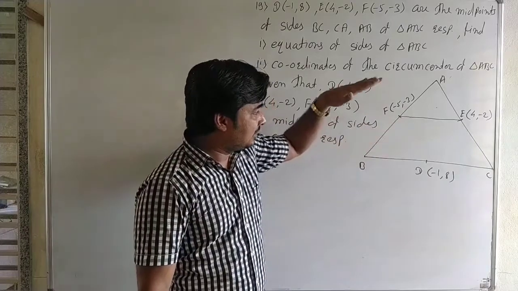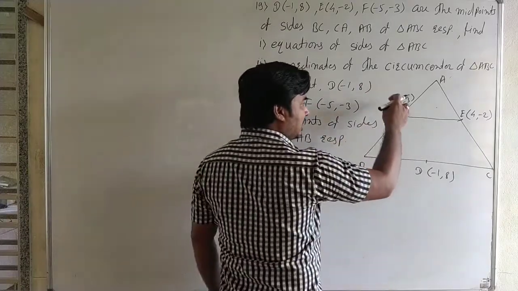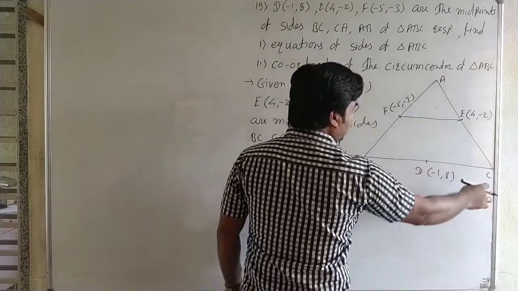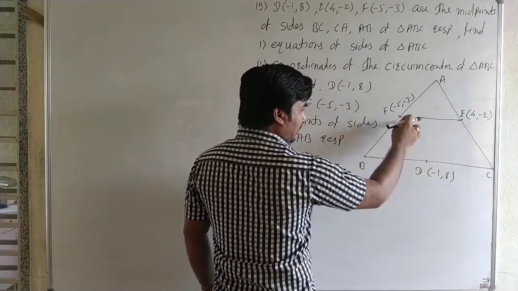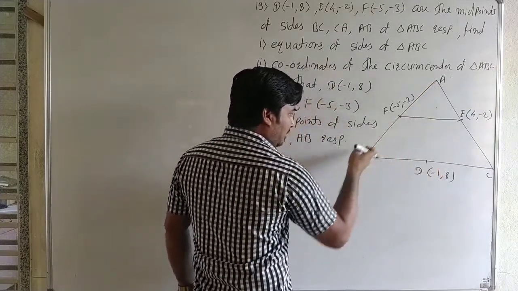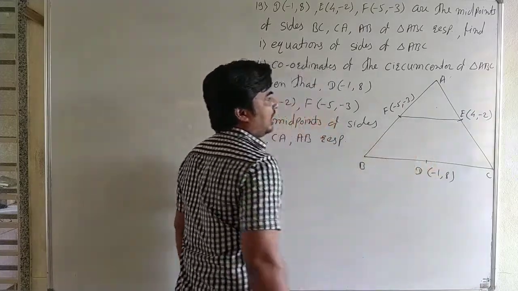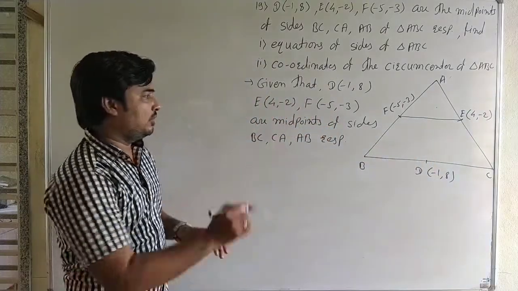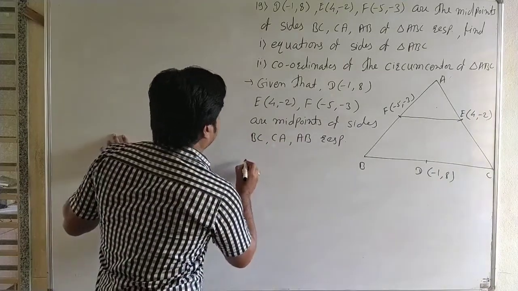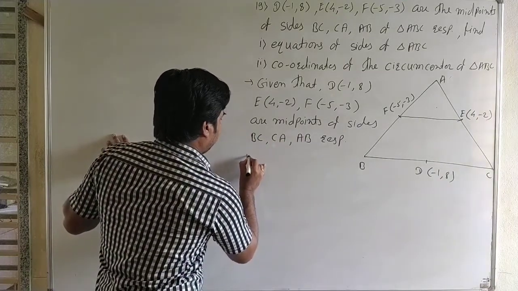Okay, in the same way we find the equation of AC. That means AC is parallel to FD and AB is parallel to ED. Okay, now we find one by one. First we find the equation of BC. Here we take the example first.